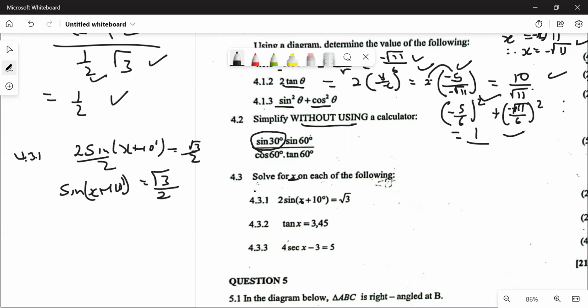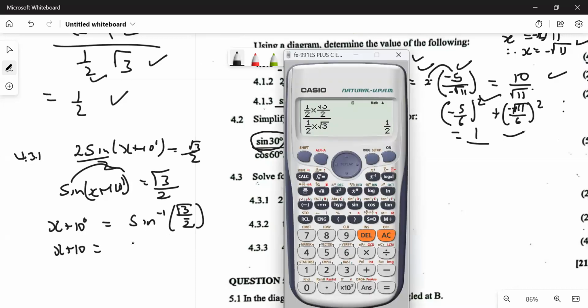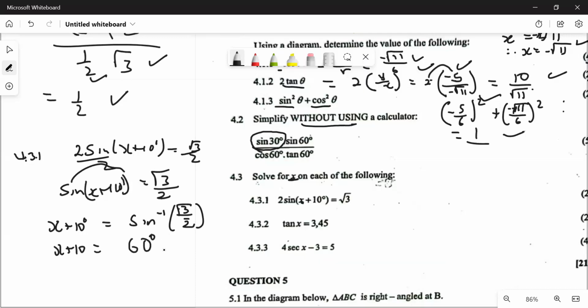What is the next thing that you're going to do from here? So I'm going to get the inverse sine. Which gives x + 10 degrees = sin⁻¹(√3/2). And then after that, x + 10 is going to give us the reference angle here. If you type this in your calculator, what do you get? 60. You get 60. Yes. So 60 is going to be our reference angle.